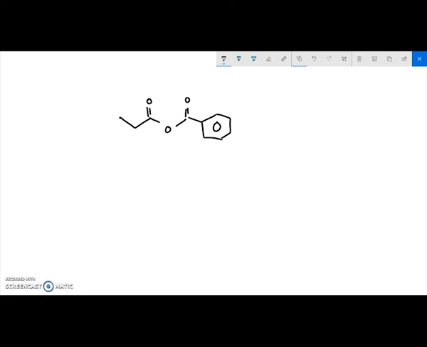The name will end up as anhydride. This time around, since it is not symmetrical, we're going to mention both sides of the structure. For this side, it has 3 carbon, while the other side, including the C double bond O, it will be called as benzoic. Therefore, this will become benzoic propanoic anhydride.